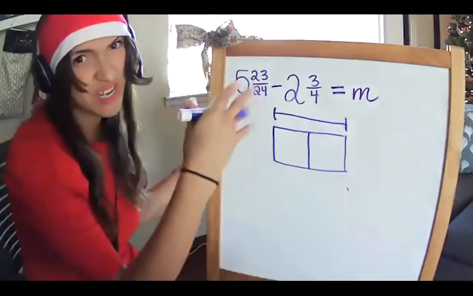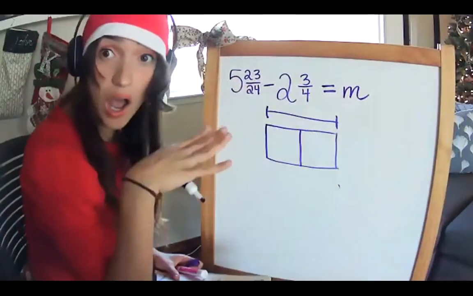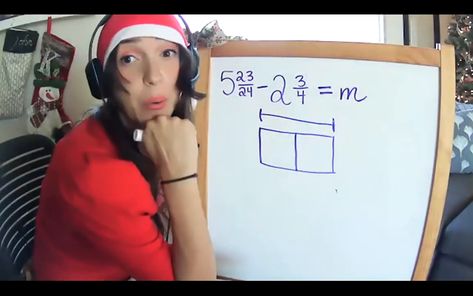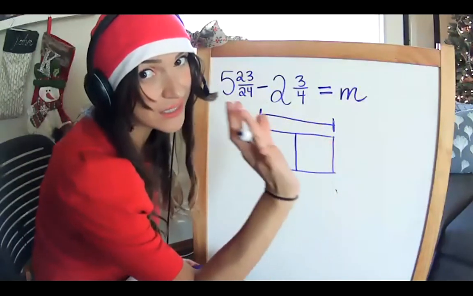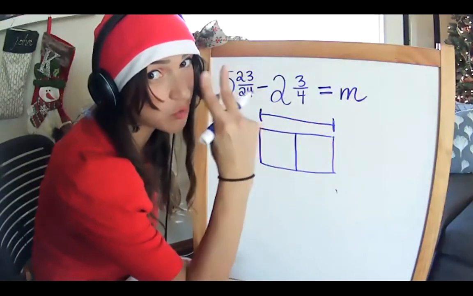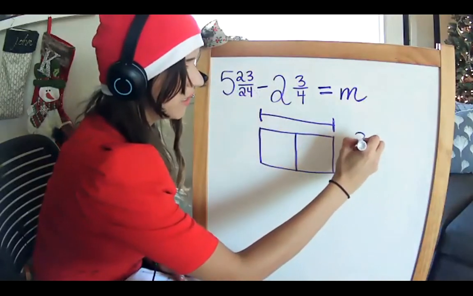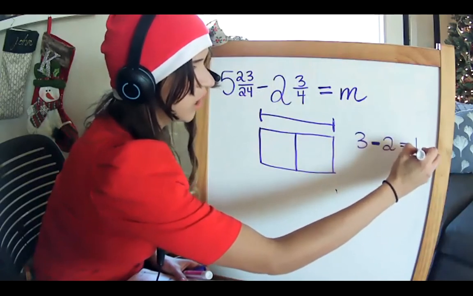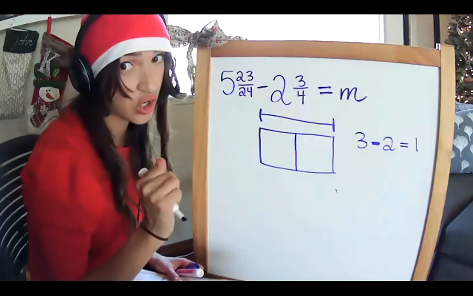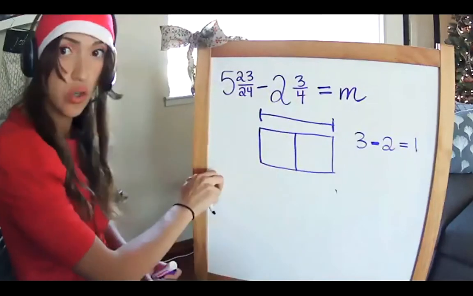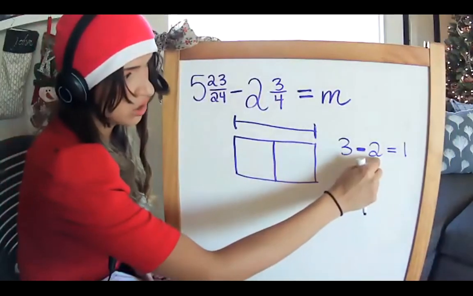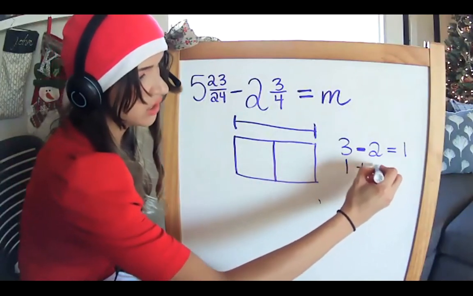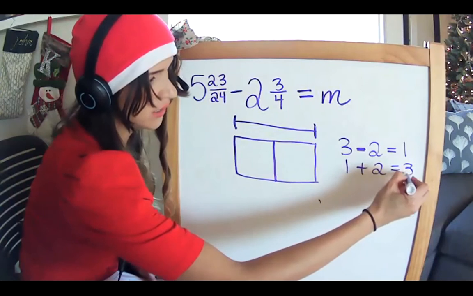So let's start with some easier numbers. I'm gonna start with easy kindergarten numbers. Watch me. 3 minus 2 equals 1. I'm gonna turn this magically into an addition problem. 3 minus 2 equals 1 is the same as 1 plus 2 equals 3.